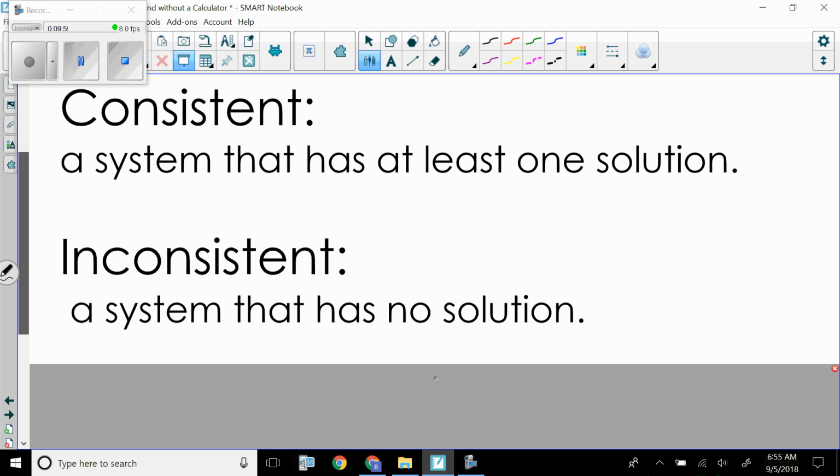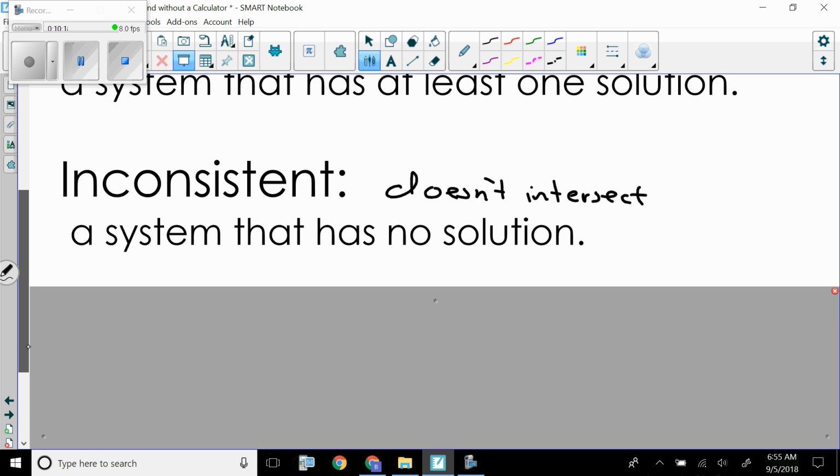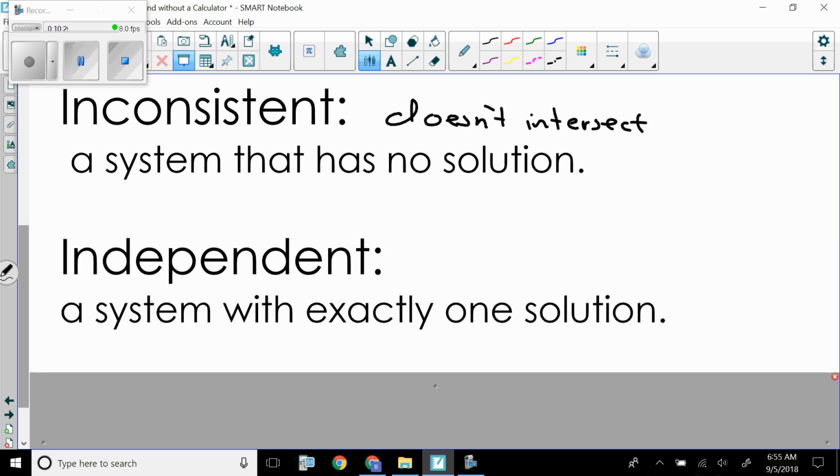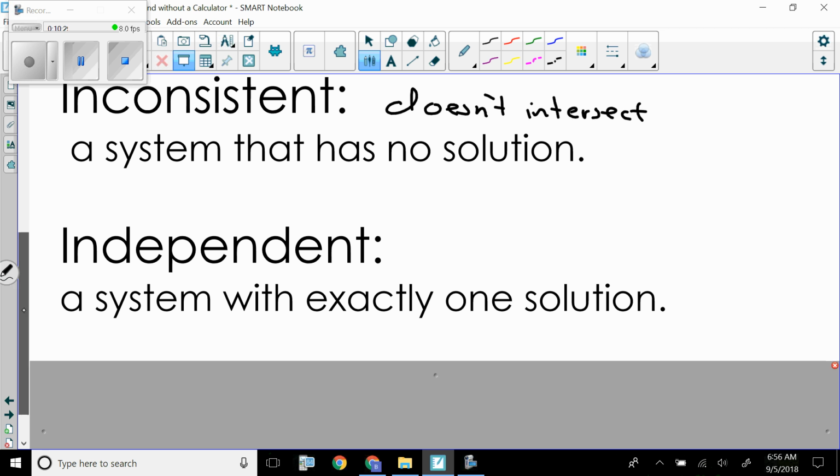Inconsistent, then, is a system that has no solution. So this doesn't hit, doesn't intersect. This one intersects. All right, let's keep going. Independent. This is when there's exactly one solution. So this is like our first example. Exactly one solution means that it's independent.